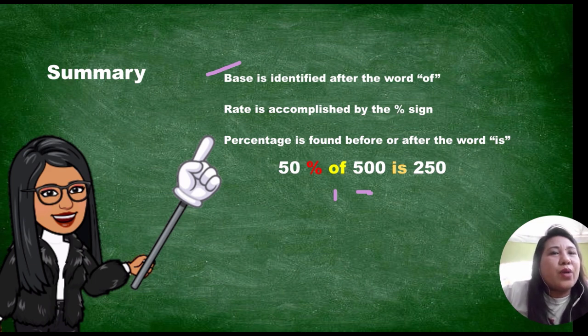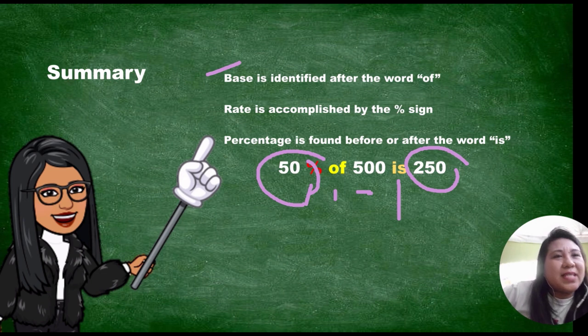Next, rate is accomplished by the percent sign. So, you are going to look for the percent sign. So, this is your percent sign. Accomplished by the percent sign, meaning 50% is your rate. Percentage is found before or after the word is. So this is the word is. What number is found after the is? Your 250. So 250 is your percentage. Isn't it easy, children?